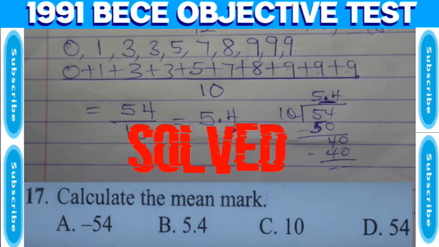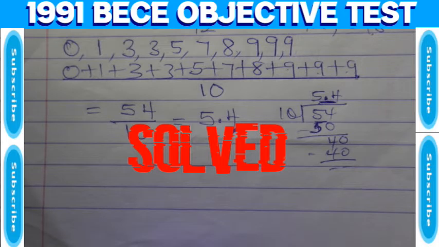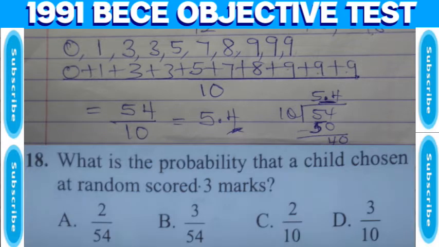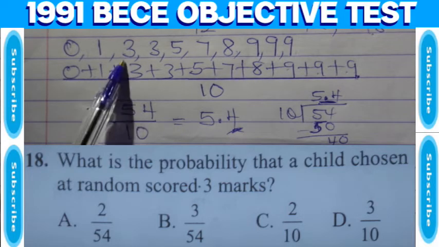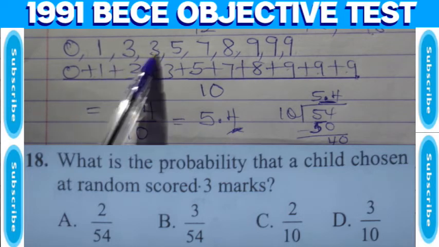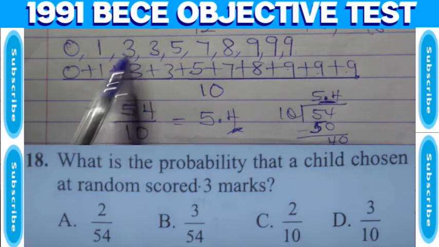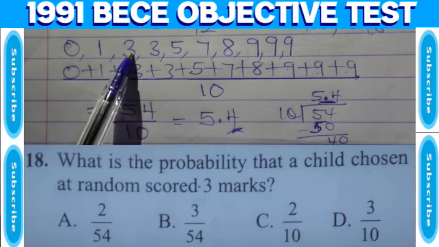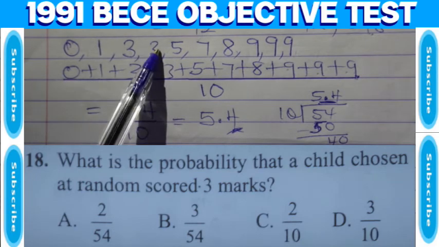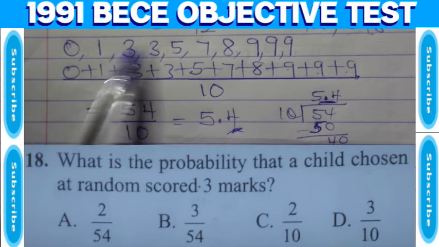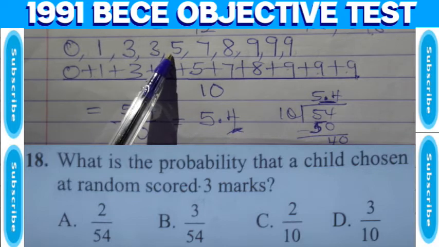So let's move on and take a look at question 18. What is the probability that a child chosen at random scored 3 marks? So these are the marks over here. If a child scored 3 marks, how many pupils scored 3 marks? That is 2 pupils. We have 2 of the 3 marks over here, meaning one individual scored 3, another pupil scored 3. So 2 pupils scored 3 marks.